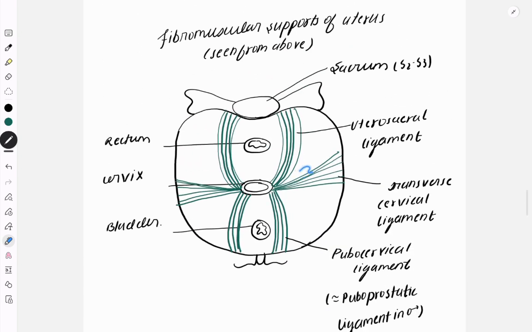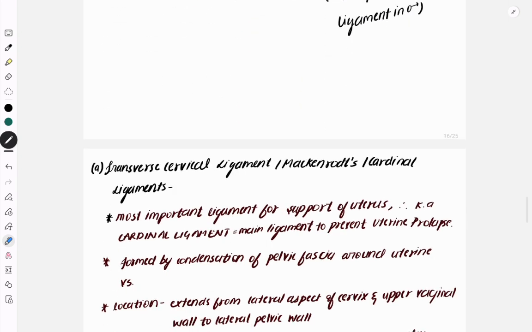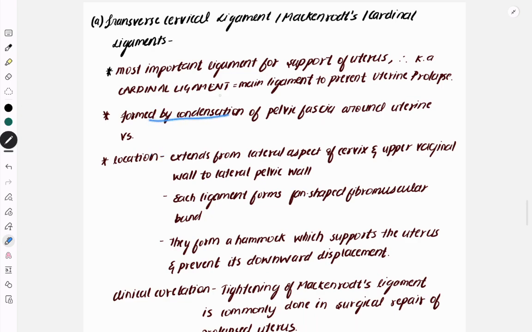Surrounding the whole pelvis we have a pelvic fascia. Pelvic fascia surrounds the whole of this pelvic cavity. But what happens is around the cervix itself we will have the pelvic fascia, and this pelvic fascia which is present lateral to the cervix will get condensed, and this condensed pelvic fascia around the cervix, surrounded by the uterine vessels, itself forms the transverse cervical ligament. So it is formed by condensation of pelvic fascia around the uterine vessels which is present lateral to the cervix.